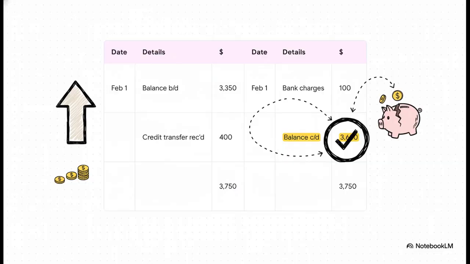And here's a perfect example of how that works. Look, we start with our original balance, $3,350. Then we add in that nice surprise $400 credit transfer. Next, we have to subtract the $100 in bank charges.